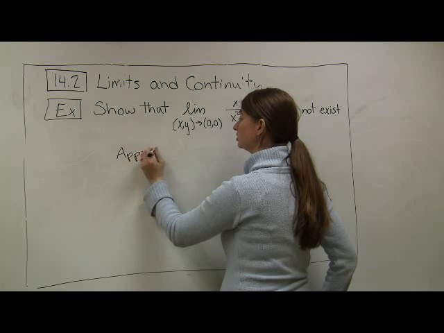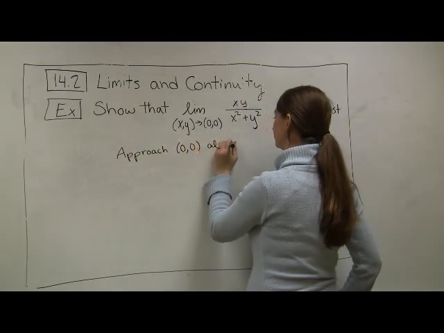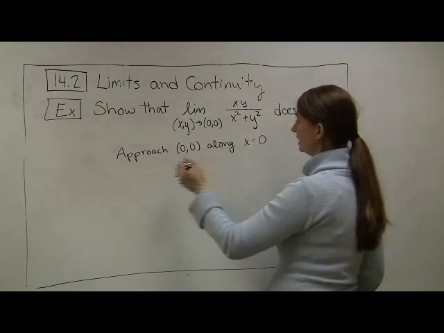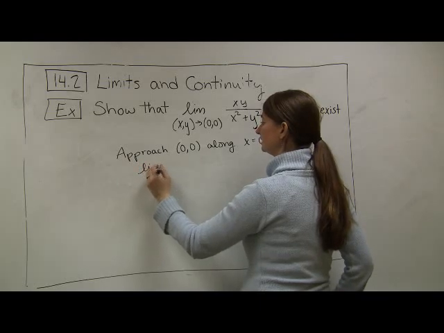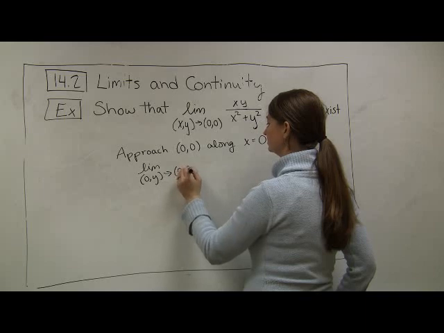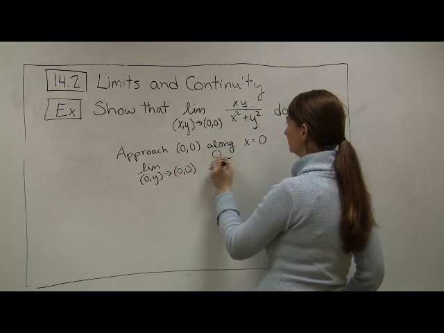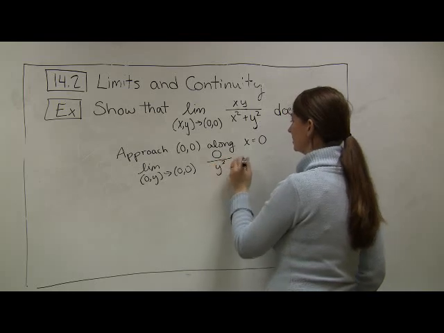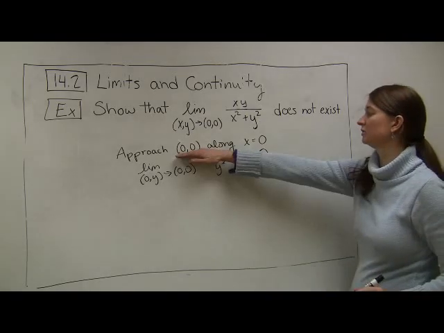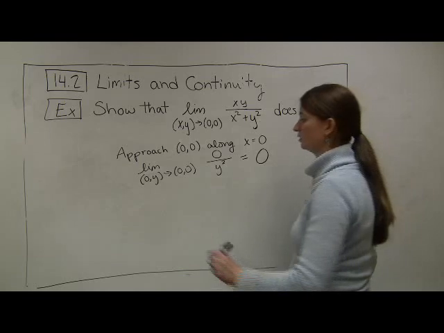If I approach the point 0, 0 along the path where x equals 0, notice what happens. We end up with the limit of (0, y) approaching (0, 0). With x equaling 0, our numerator is going to be 0 and our denominator is going to be y squared. And just like we saw before, that means that as we approach 0, 0 along the line x equals 0, we get a limit value of 0.